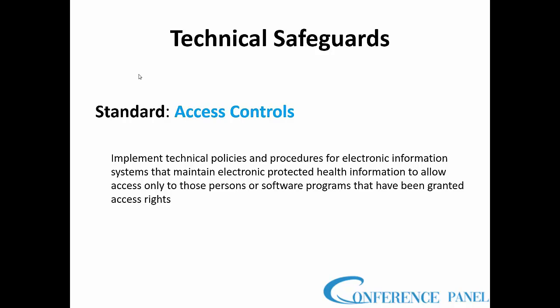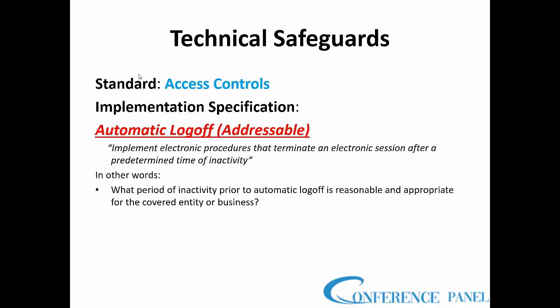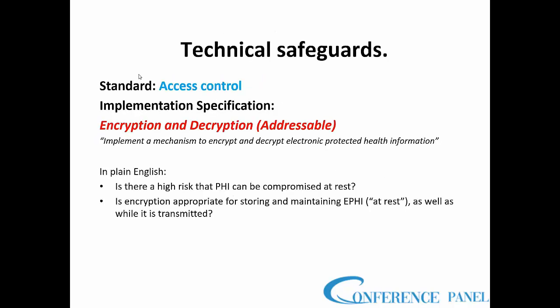This is really where we're going to see a lot of the big changes in the security rule. But let's get started. Access control. Unique user ID. Emergency access procedures: establish and implement as needed procedures to obtain necessary data during an emergency. Automatic log off. What does that need to be? It totally depends on risk.